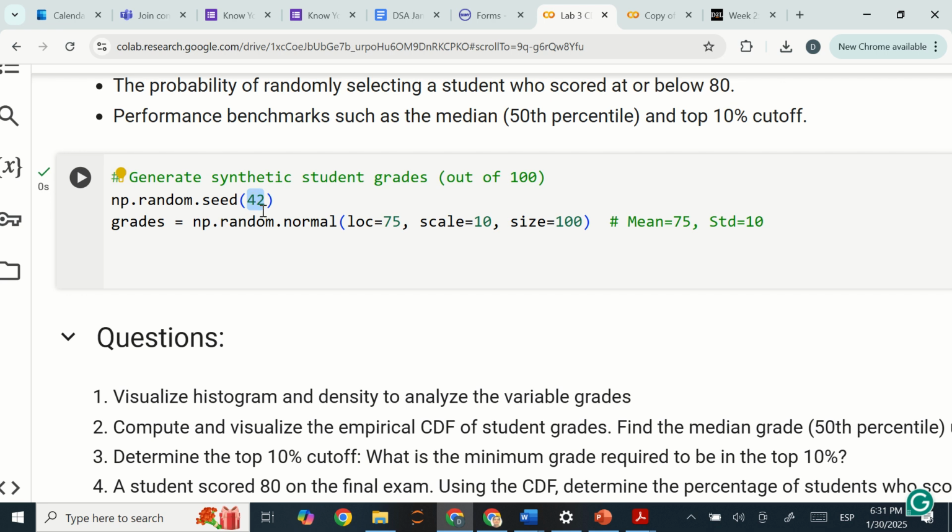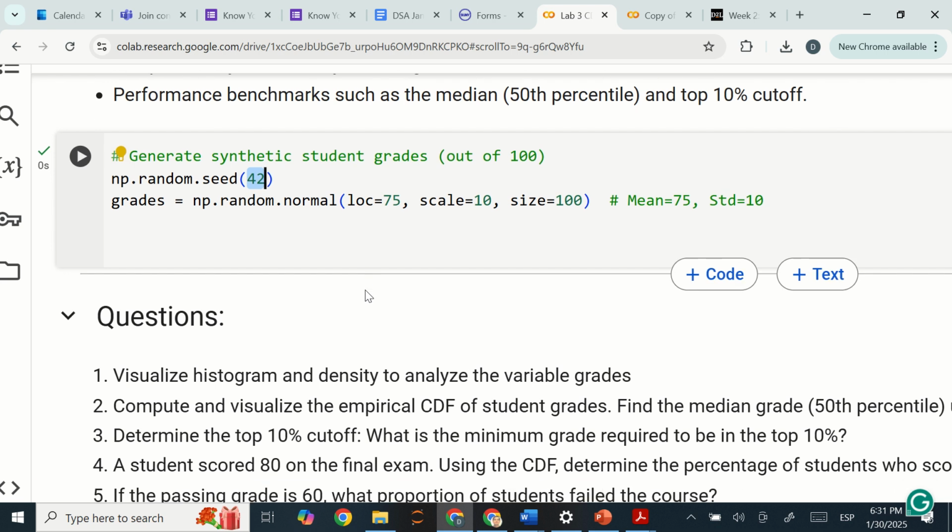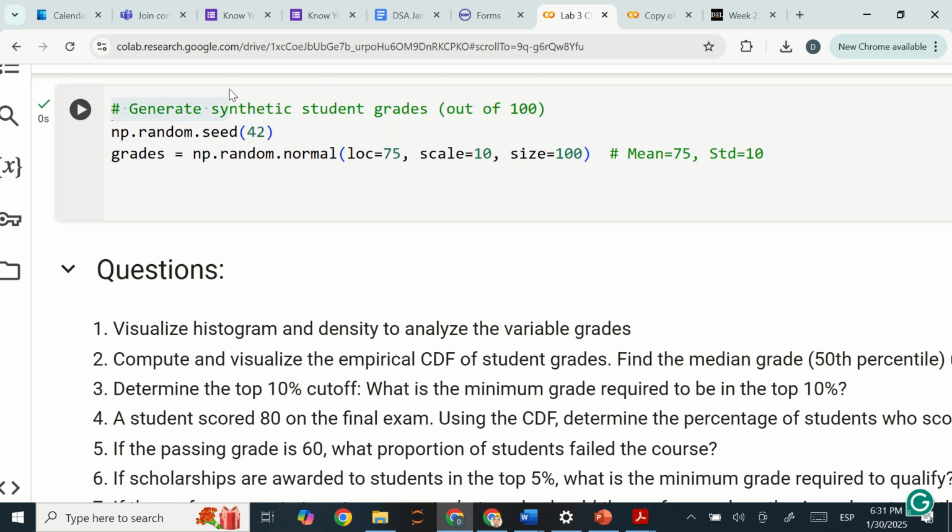So it's important that you set the same number as a seed. It can be like 1, 2, 3, 100, 3, 2, 1. It doesn't matter which number, as long as you have the same number as the other person, you will get the same results. Again, this is not mandatory.